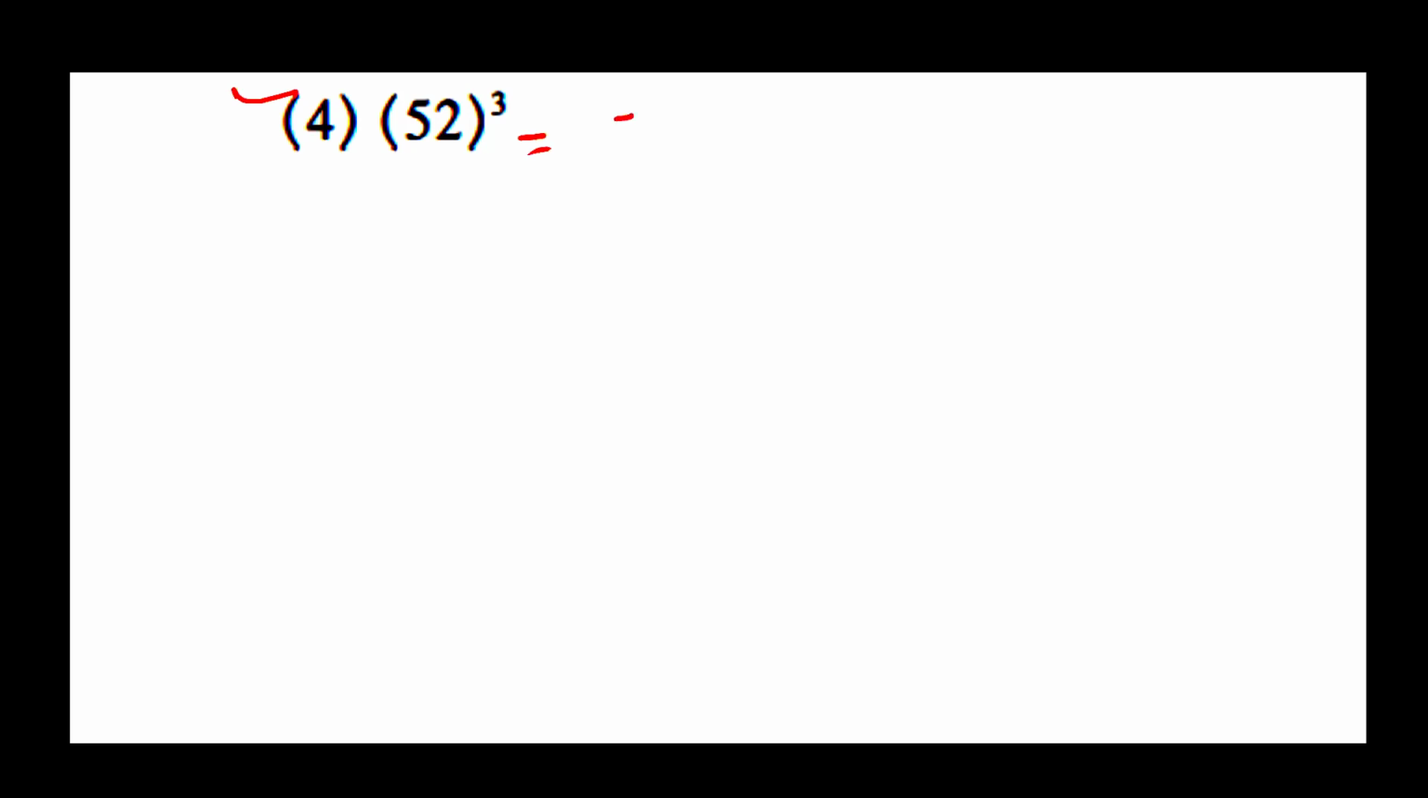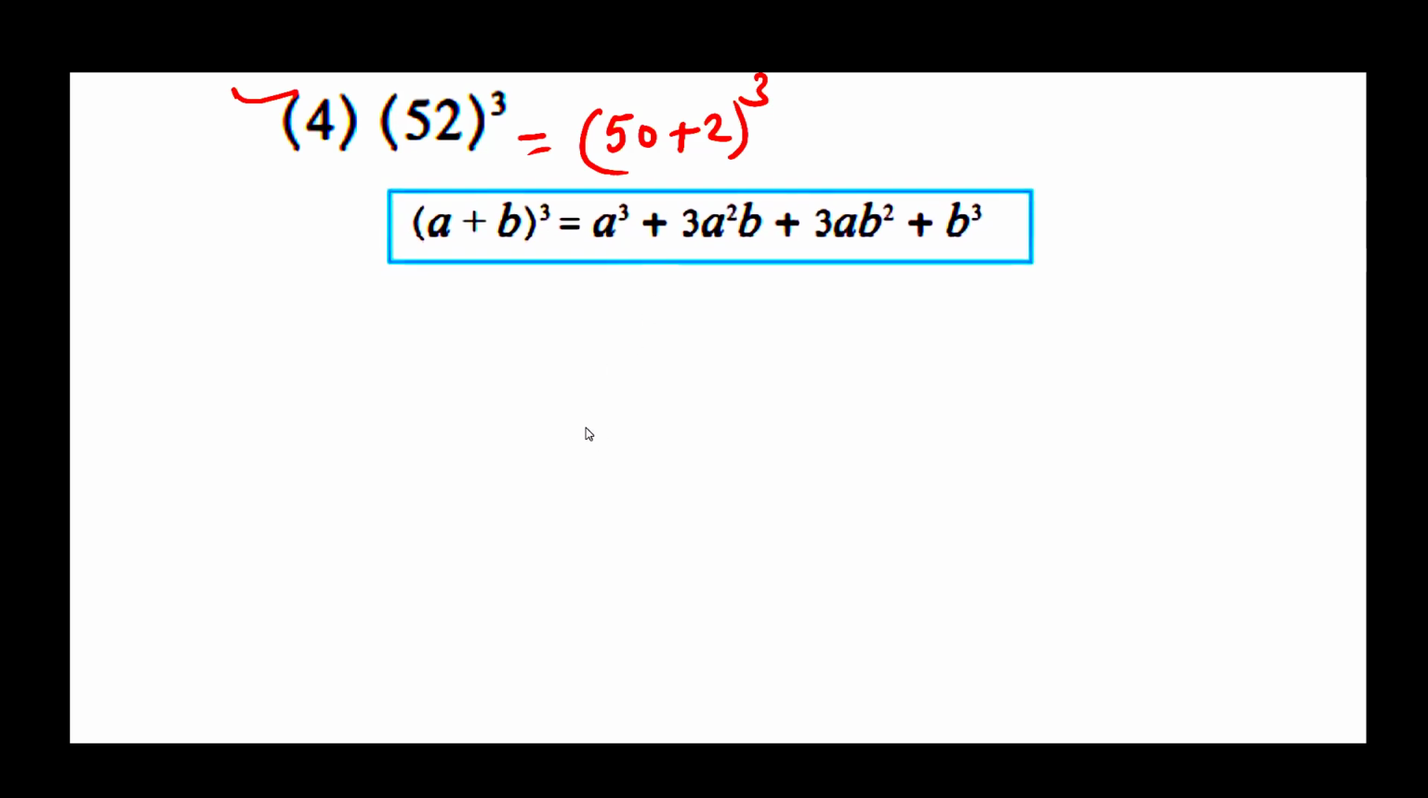Put 52 cube. 52 means (50 + 2) cube. To find the value of 52 cube, let us use the formula (a + b) cube = a cube + 3a square b + 3ab square + b cube. Here a = 50 and b = 2.